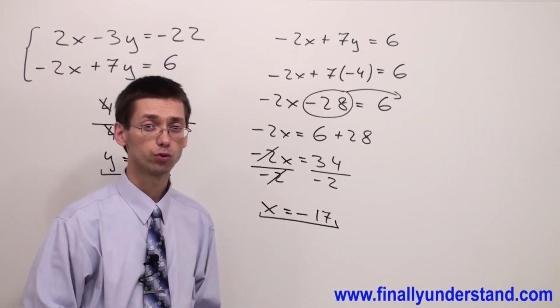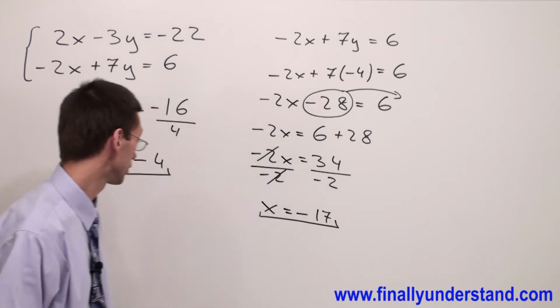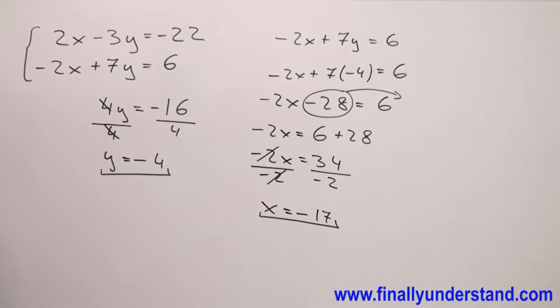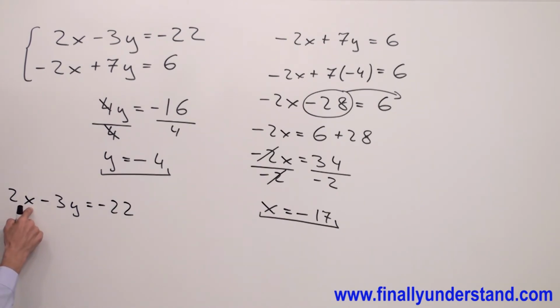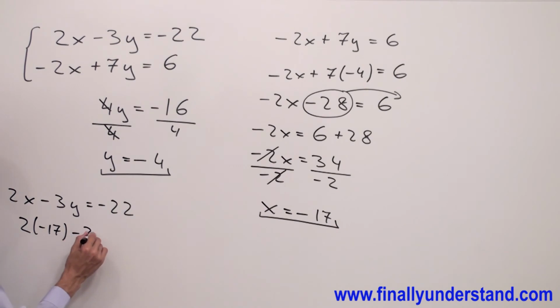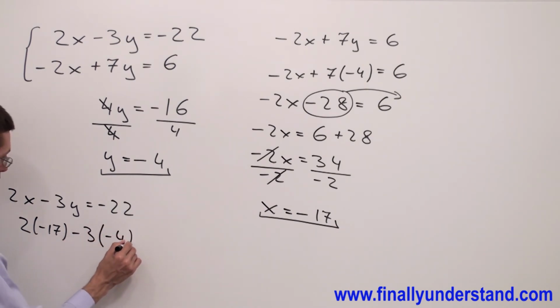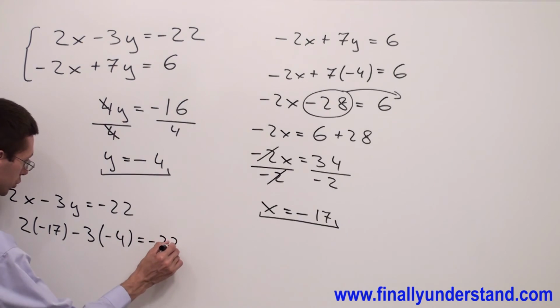But before you are going to say that this is your final answer, it's always good to check if this is true. Copy the first equation down, and I have 2x minus 3y is equal -22. Instead of x, I'm supposed to write -17. So I have 2 times -17 minus 3 times -4, supposed to be equal -22.